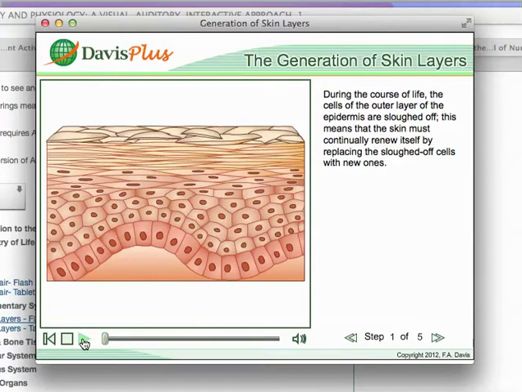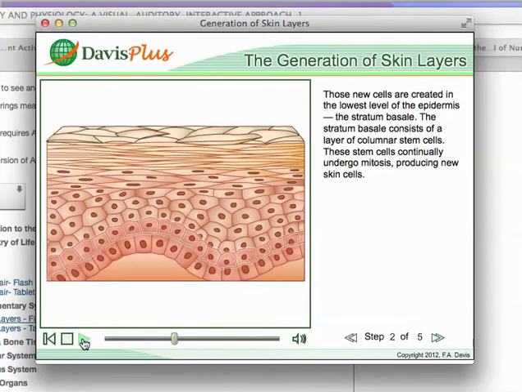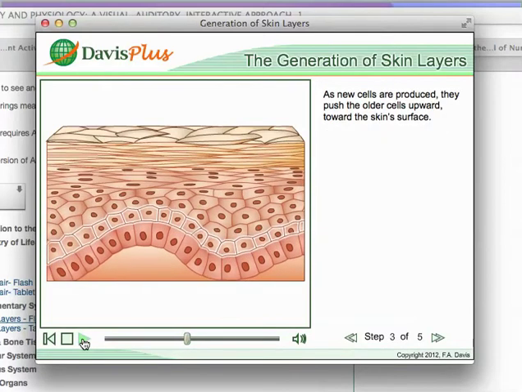During the course of life, the cells of the outer layer of the epidermis are sloughed off. This means that the skin must continually renew itself by replacing the sloughed-off cells with new ones. Those new cells are created in the lowest level of the epidermis, the stratum basale. The stratum basale consists of a layer of columnar stem cells. These stem cells continually undergo mitosis, producing new skin cells. As new cells are produced, they push the older cells upward toward the skin's surface.